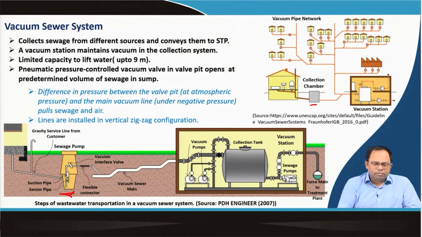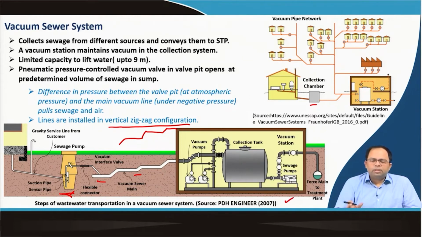And the sewer lines are installed in a vertical zigzag configuration, which is different from standard sewer lines. So, as you can see over here, it is a vertical zigzag configuration. That means the sewer line goes like this. So, in this way it goes up, and then it is eventually connected to this particular vacuum station that is there in the system.